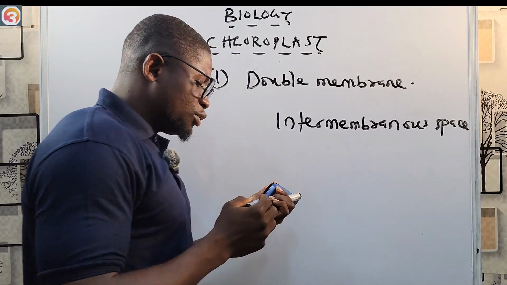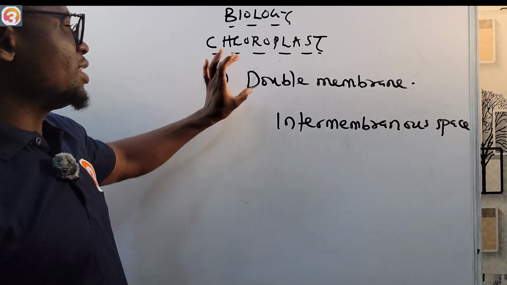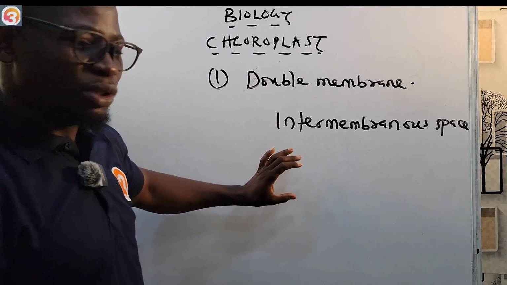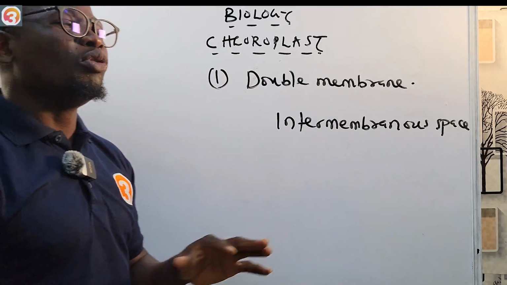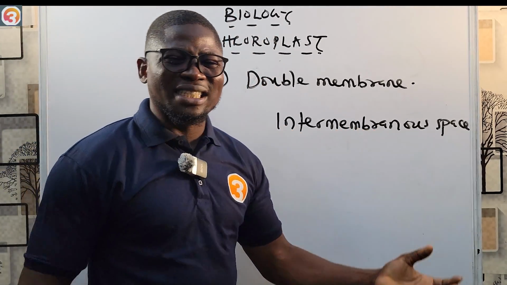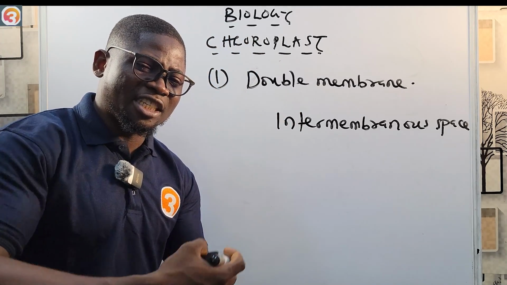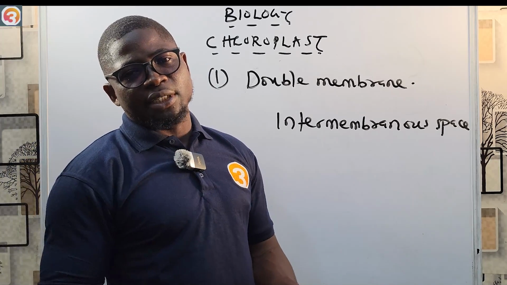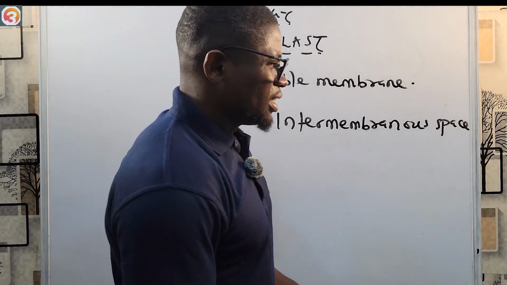It is the space between these two membranes. So chloroplasts have a double membrane, and the space between the two membranes is called the intermembranous space. It is not surprising why it is called intermembranous, because it is in between the two membranes.